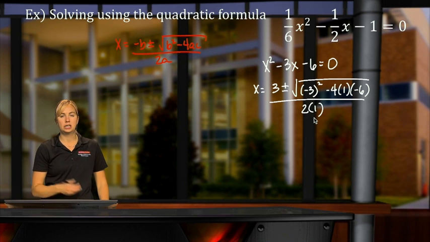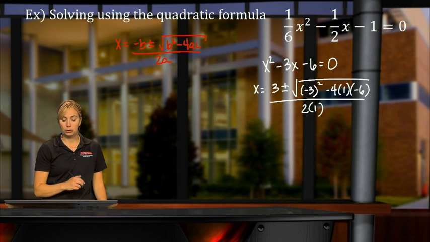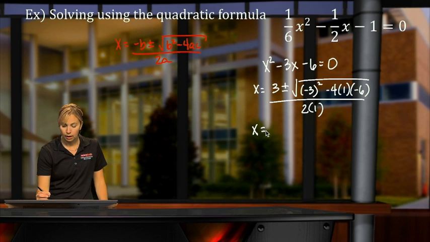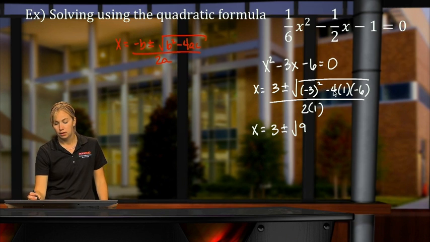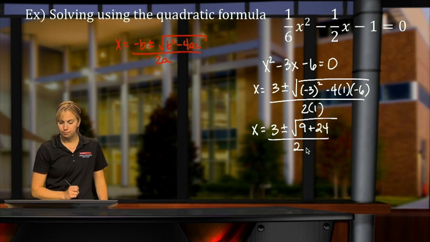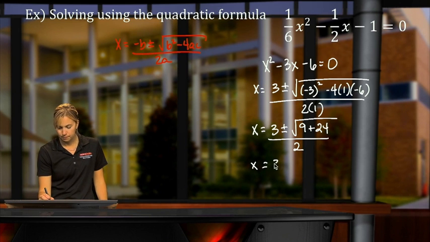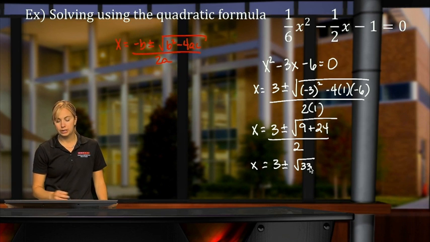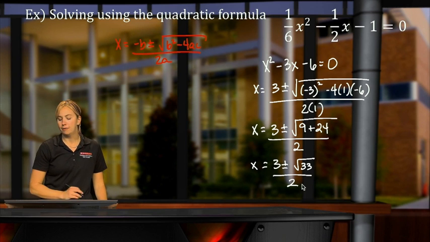So here I've substituted in a, b, and c into my quadratic formula. And now we start to simplify. Negative 3 squared is positive 9. Negative 4 times 1 times negative 6 is positive 24. Nine plus 24 is 33. And we're left with x equals 3 plus or minus the square root of 33 over 2.